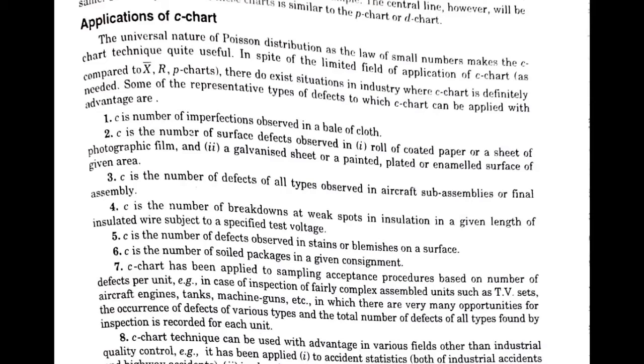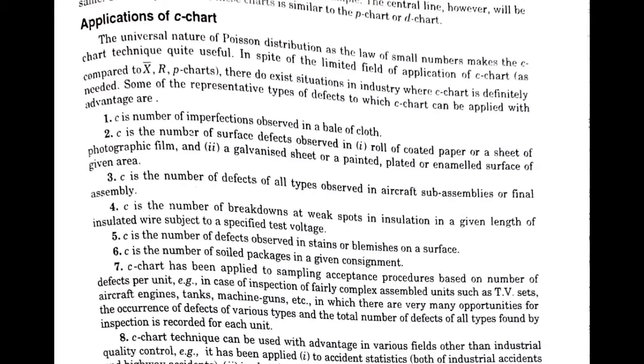Some of the representative types of defects to which the C chart can be applied with advantage are: first case, C is the number of imperfections observed in a bale of cloth. Second application, C is the number of surface defects observed in a roll of coated paper or a sheet of photographic film, and a galvanized sheet or a painted, plated or enameled surface of given area.